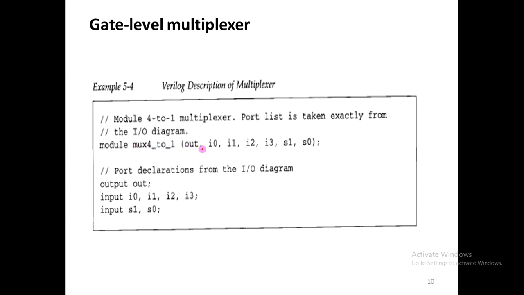Module mux 4 to 1. Output, I0, I1, I2, I3, S1, S0. So 6 inputs, 1 output. Port declaration. Output is out. Input is I0, I1, I2, I3, S1, S0.